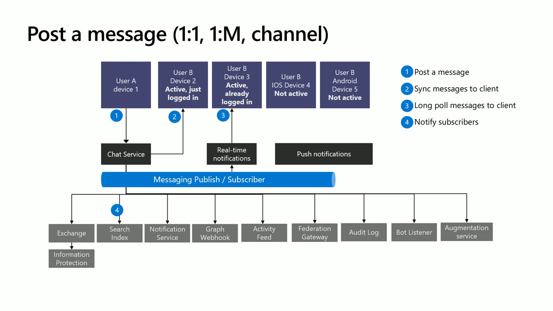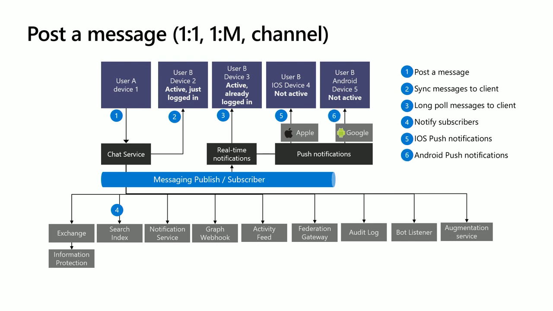When a message is sent, a bunch of different things get notified, and not all at the same time. It's kind of asynchronous. Exchange gets notified for information protection, so it can be stored and archived. The search index, of course, gets notified, the notification service, the Graph webhook if there are subscriptions for Graph, the activity feed, the Federation gateway. So a bunch of different things get notified in the course of something as simple as sending a message. On iOS, the push notifications get sent via the Apple Push Notification Service. And if you're on an Android device, then of course it goes through Google.